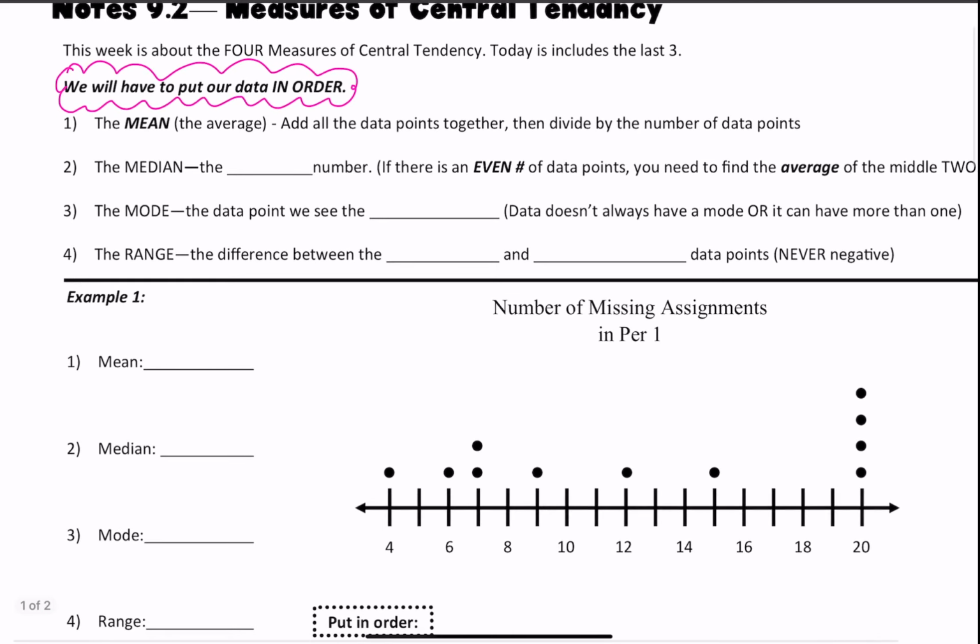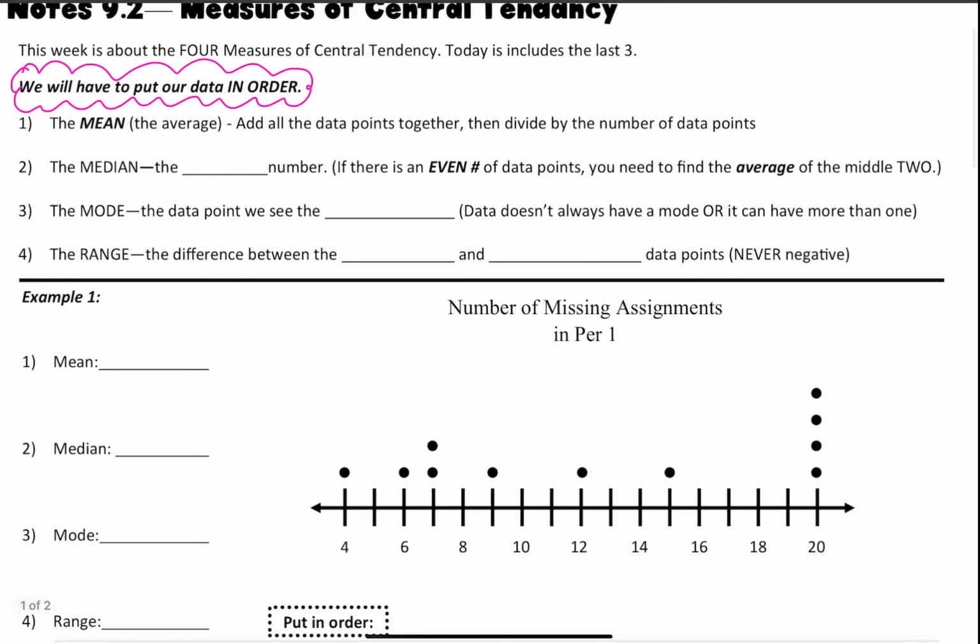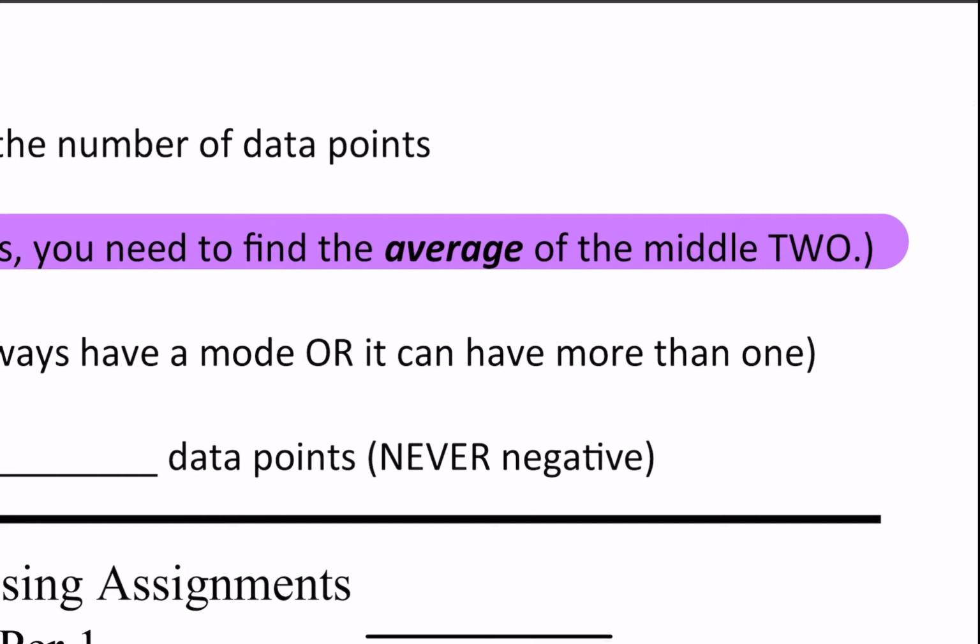So, like yesterday, the mean is the average where we add all the data points together and divide by the number of data points. The median is the middle number. Okay? However, if there is an even number of data points, you need to find the average of the middle two. So, let's do an example here. If we have 2, 3, 4 as our data points, 3 would be the middle because it's got the same number on one side as the other, okay?